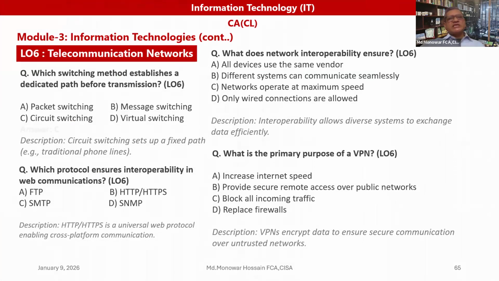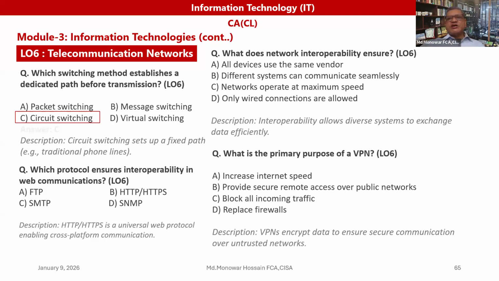Which switching method establishes a dedicated path before transmission? We know circuit switching. Circuit switching sets up a fixed path, like a traditional phone line, etc. Answer C. So we can say the circuit switching method establishes a dedicated path before transmission.